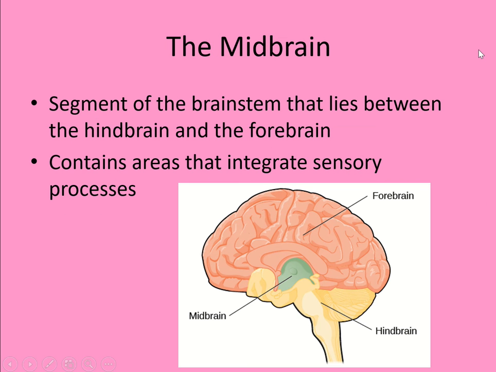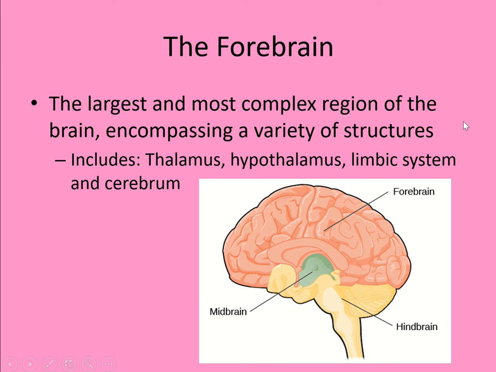All right, so then we can move to the midbrain. This is the segment of the brainstem that lies between the hindbrain and the forebrain, okay? And it contains things that integrate sensory processing. Another thing is that part of the limbic system is found here as well.